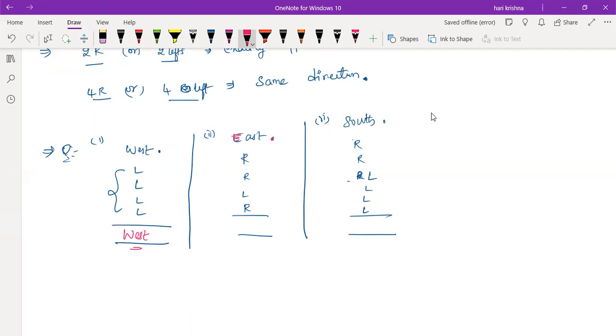It is the east direction. Again, two R's are there. Two R's means exactly opposite to east. What is opposite to east? West. That means this is in the west direction. Now here, two L's and two R's will cancel out, and south is exactly opposite. So south is opposite to what? North. The final answer is north.